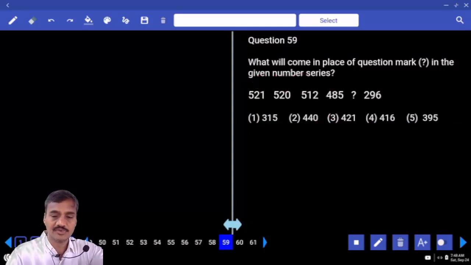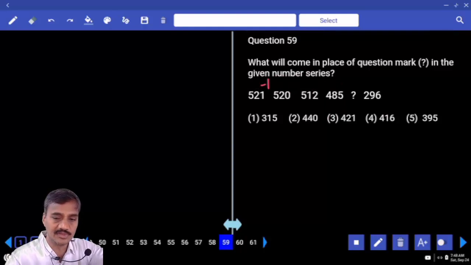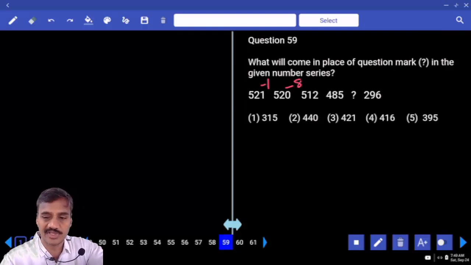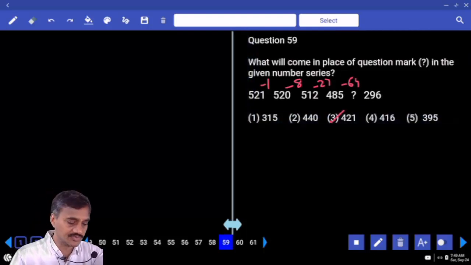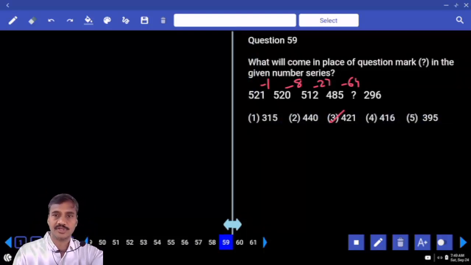Then 59. 5, 20 and 21, 20, minus 1. 20 and 12, what is the difference? Minus 8. And next one 12 and 85. Okay, the difference is 15 plus 12, 27. 1, 8, 27 means 1 cube, 2 cube, 3 cube, next 4 cube. 85 minus 64 is 21. And what is your answer? Choice 3. Now the differences between the numbers are consecutive cubes subtracted.